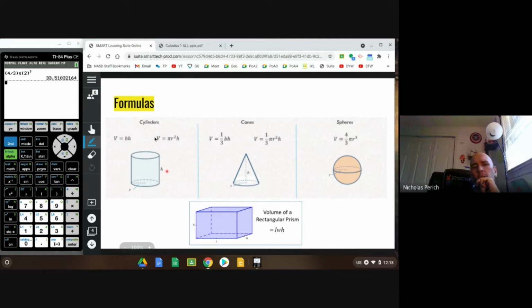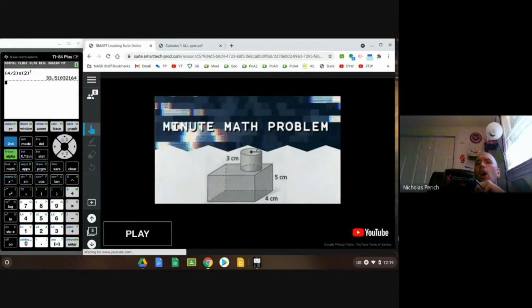Let's remind ourselves of certain things. A cylinder is the formula pi r squared h. The cone is the same exact thing, but you put a 1/3 in front of it. A sphere, which we just did, is 4/3 pi r cubed. And the volume of a rectangular prism is length times width times height. So that side times that side times that side. I'll remind you of all of these, but first, let's watch a video!